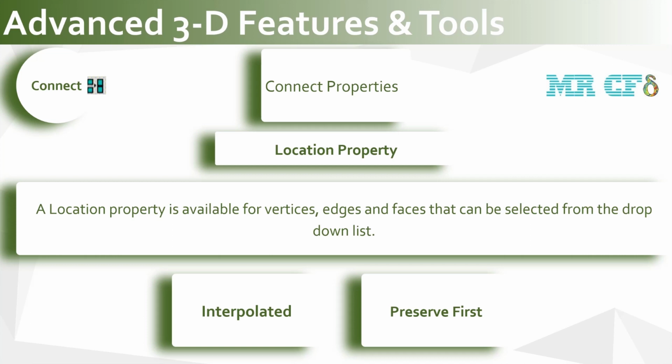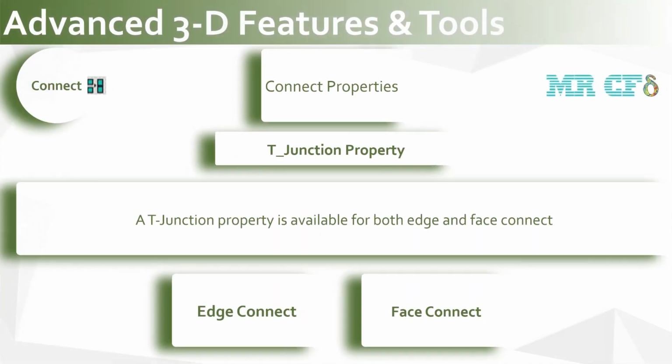When set to preserve first, the first entity in each subset will remain unchanged and all other entities in the subset will have their geometry modified so as to be coincident with the first entity. The order of coincident entities in a particular subset will correspond to the order of entity selection by the Apply Cancel button property. A T-junction property is available for both edge and face connect.